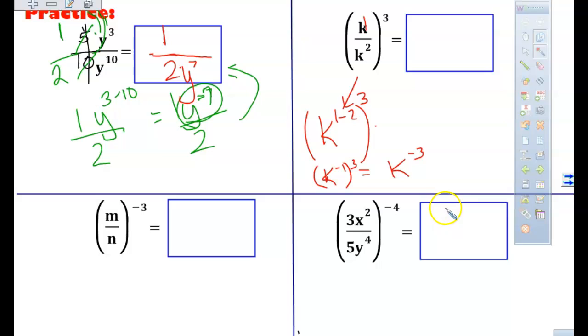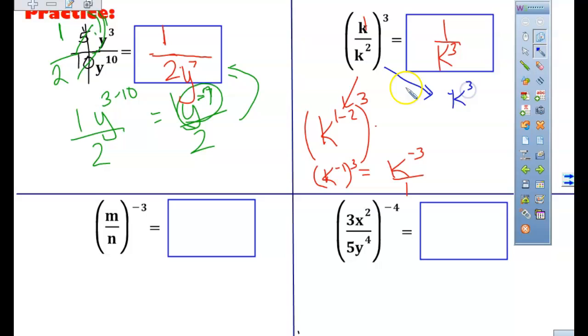I can't keep that answer, right, Caden? I have a negative exponent. What am I going to do? 1 over k to the third. Oh, I don't like to do it that way. I want to take each of these to a power. I want to do this, k to the third. So this is the other way of solving it. Both ways work. Both ways give you the same answer.